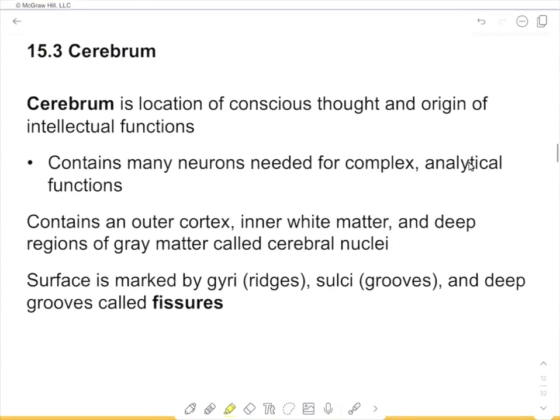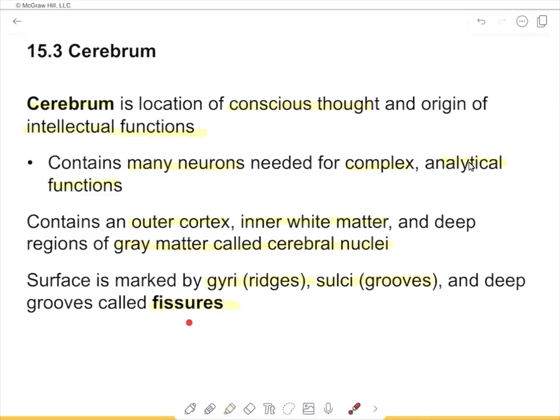So the cerebrum is where we have conscious thought, and it's where the origin of intellectual functions are. So it has many neurons needed for complex analytical functions. It contains an outer cortex, that's the gray matter, the inner white matter, and also deep regions of gray matter called cerebral nuclei. When we look at its surface, it's marked by gyri, which are the ridges, and sulci, which are the grooves. There are then also deep grooves, which are called fissures.